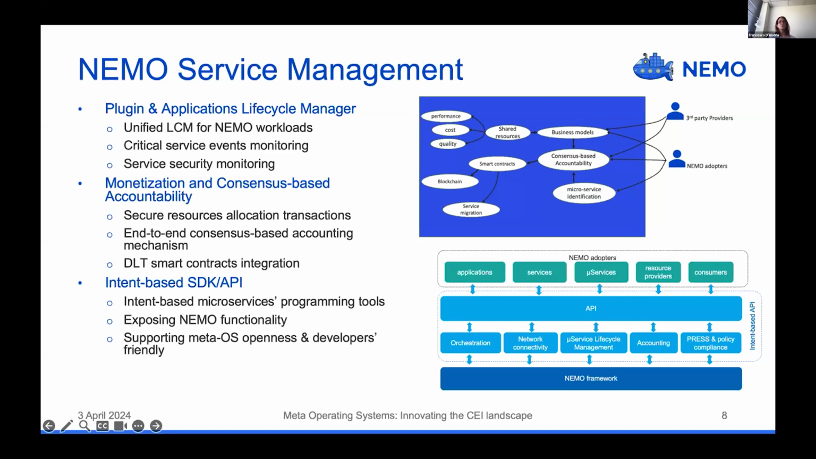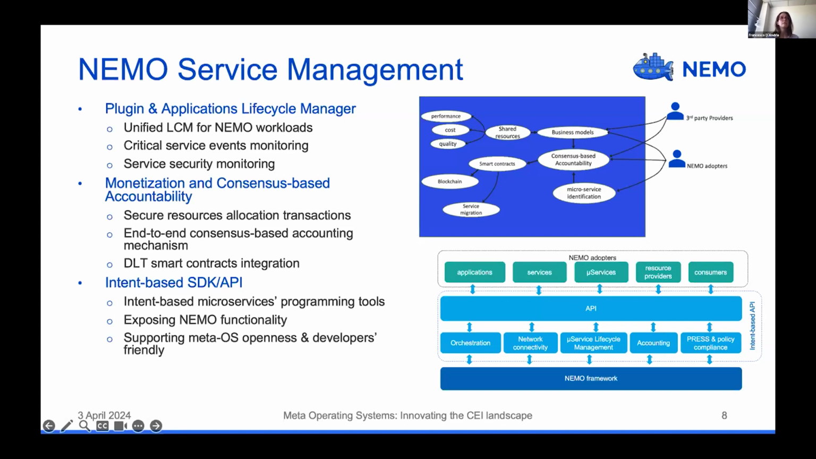The service layer also includes a component. This is the MOCA component that enables monetization and accountability services based on smart contracts. It is actually the component for, on one hand, providing an interface to the NEMO providers, infrastructure providers, application providers, application users, and so on. And supports monetization on top of such kind of transactions based on DLTs and smart contracts.